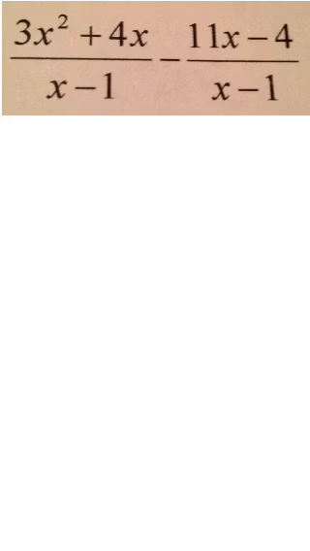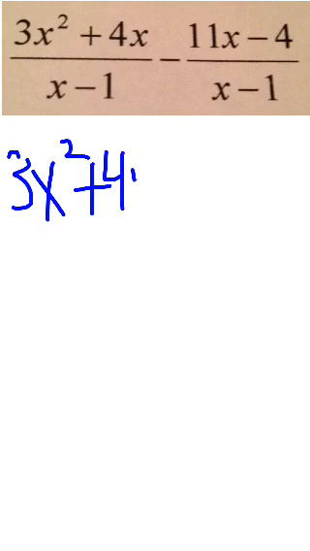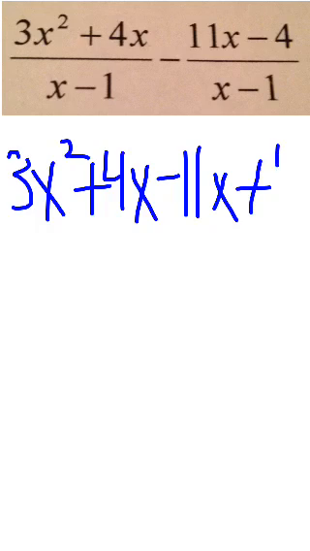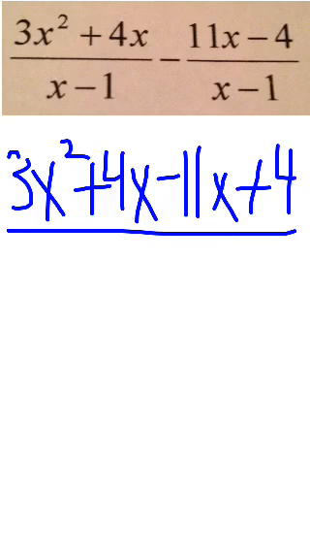So we have 3x squared plus 4x minus 11x, minus 11x plus 4, and that's all over x minus 1.